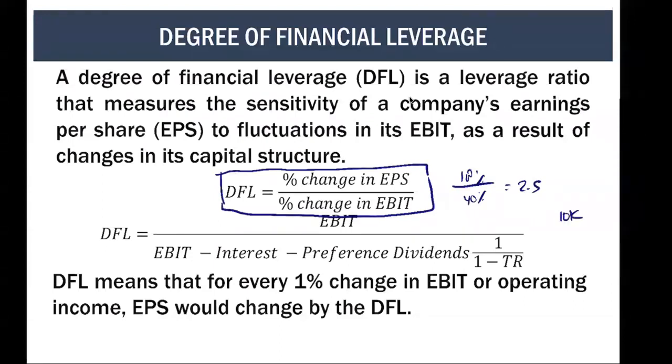Or DFL is equal to EBIT, so our EBIT a while back is 10,000, divided by EBIT less interest. Our interest is 2,000. Less preferred dividends, multiplied by 1 over 1 less the tax rate, which is 40%.